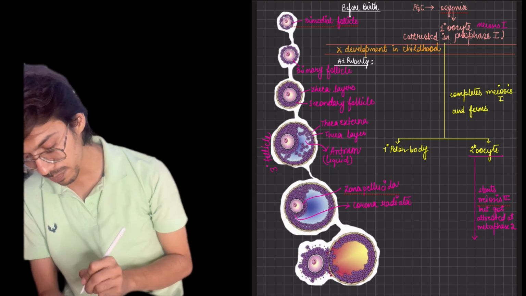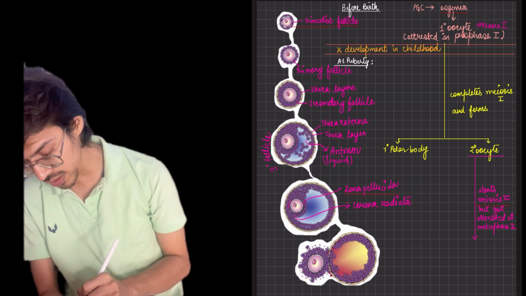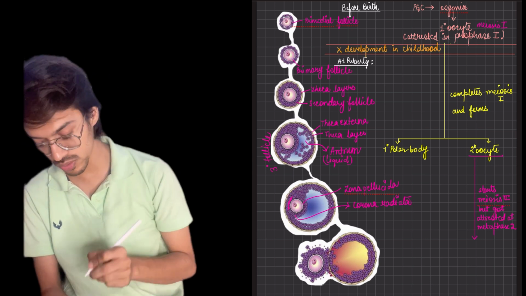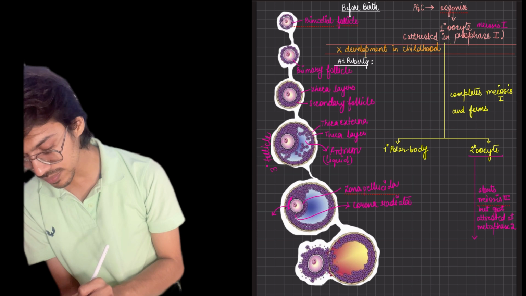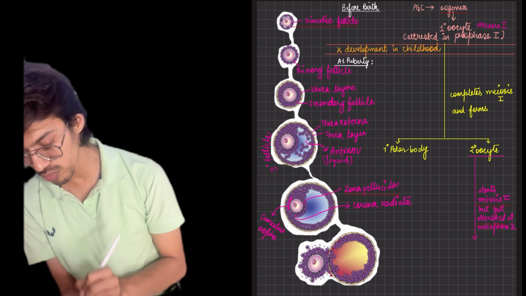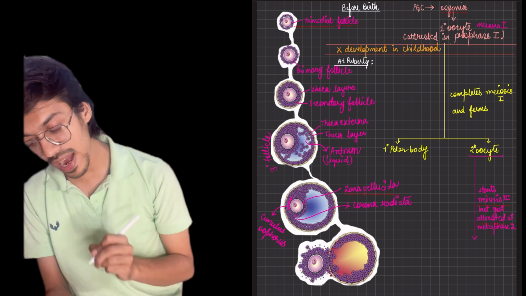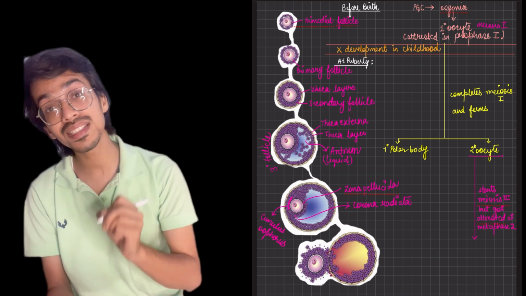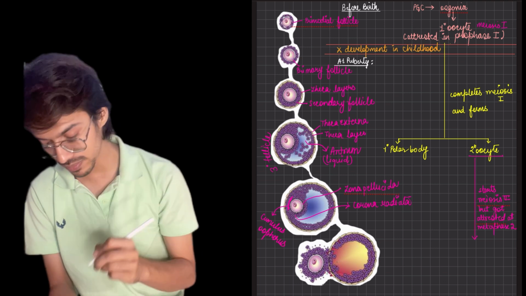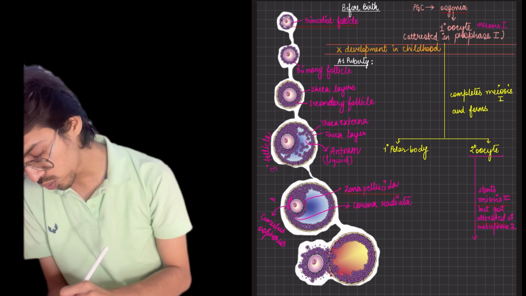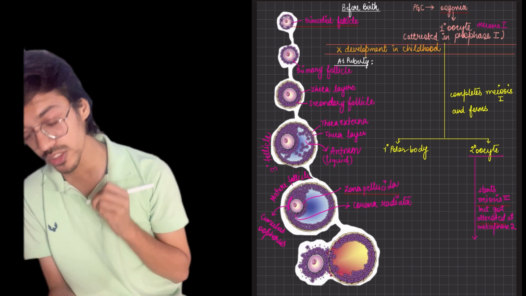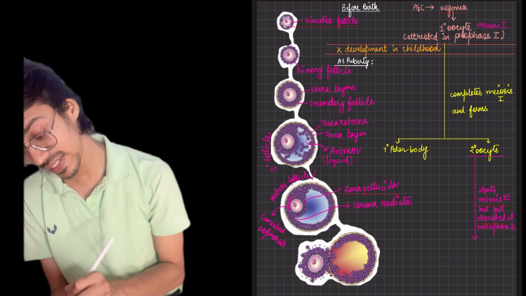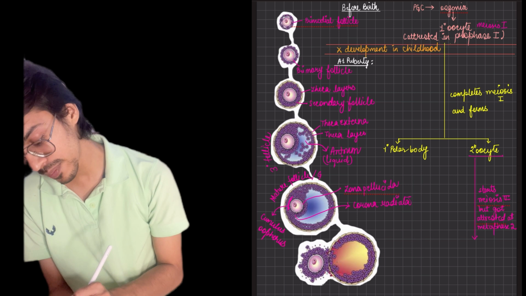Along with that, there is a portion where it is attached to the follicular parts. That area is called the cumulus oophorus. It is a stalk-like structure. This structure is called the mature follicle, and sometimes it is also referred to as the Graafian follicle.